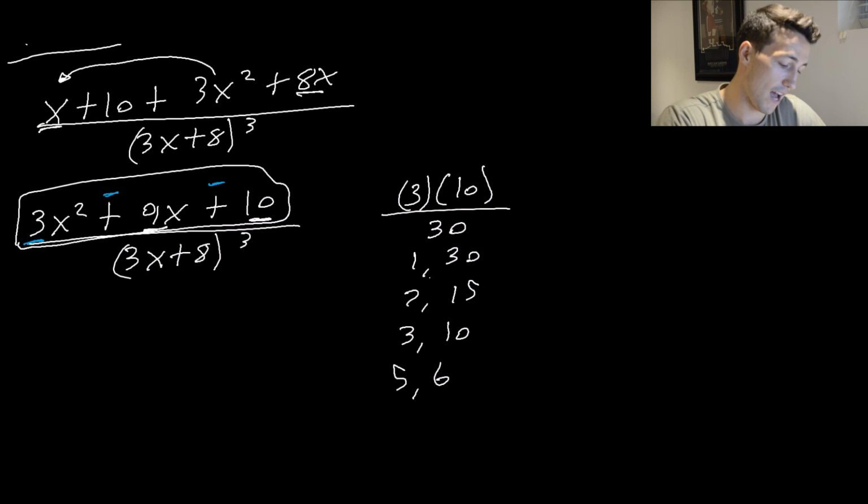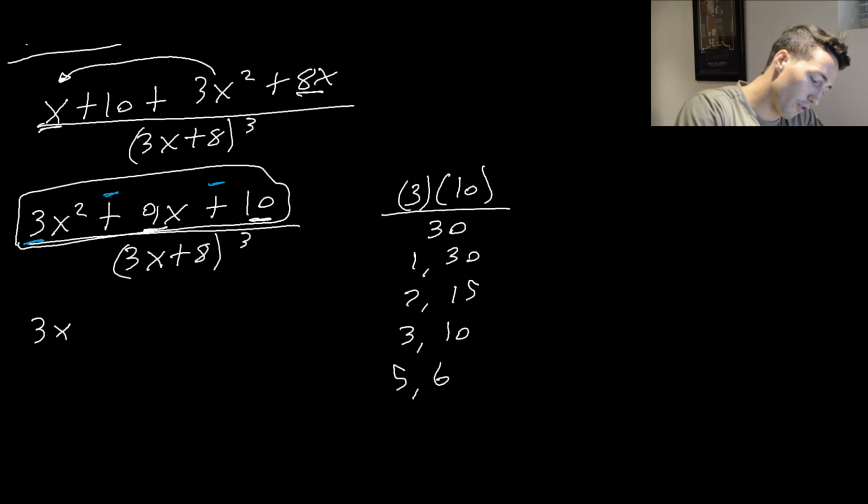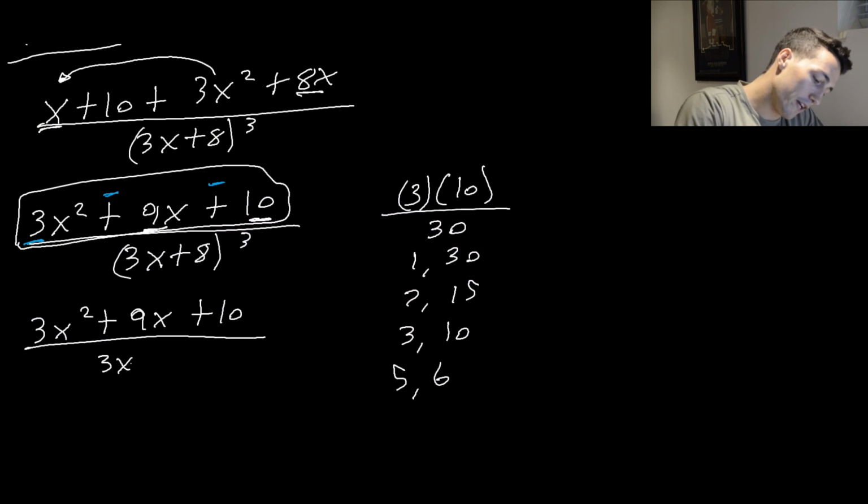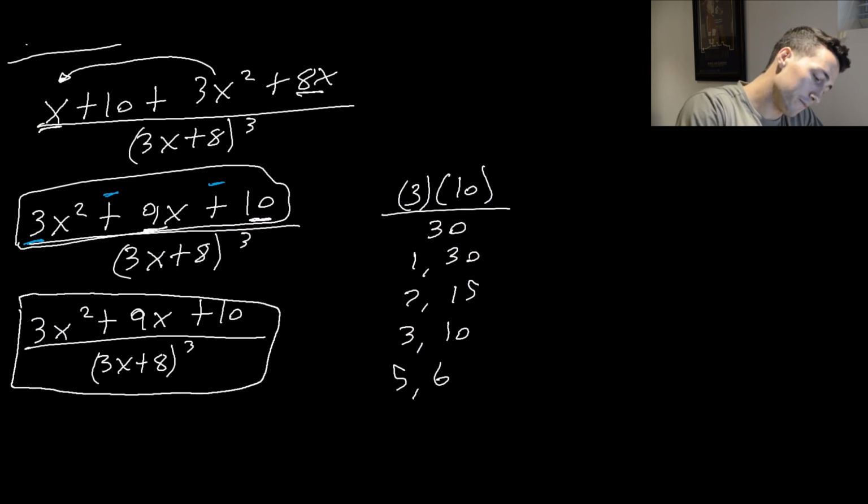So what we can say now is this trinomial here doesn't have a factor that's going to be a whole number. So we're going to have to divide this up, and it's not going to be very pretty. So what we can say now is this 3x squared plus 9x plus 10 divided by 3x plus 8 cubed, this is our final answer. And that's the simplified form of the above expression.